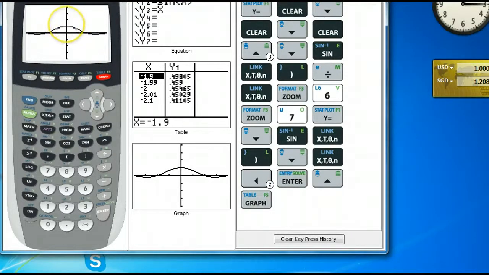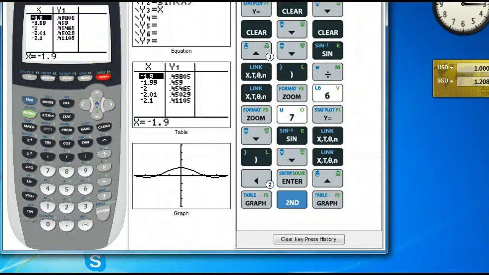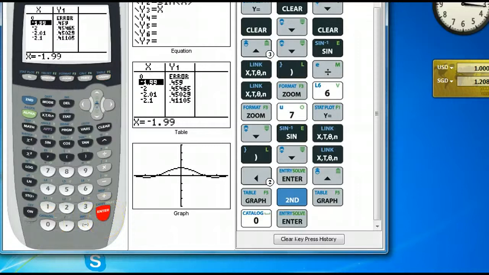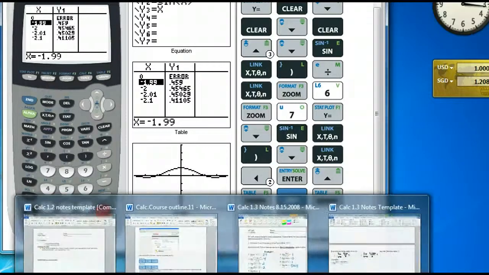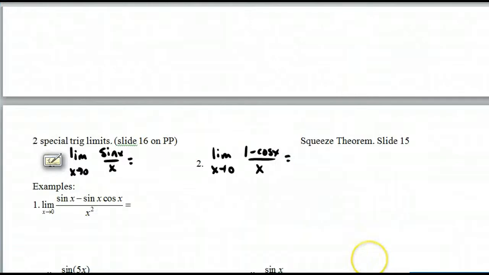If you look in there, it looks like as x goes to 0, we go to 1. But if you go to the table, you'll see that if I plug in a value of 0, it is undefined there. So there is a hole in the graph, even though it doesn't necessarily appear to be like that, which makes sense because we're dividing by 0. Now back to the notes. So this one is equal to 1.